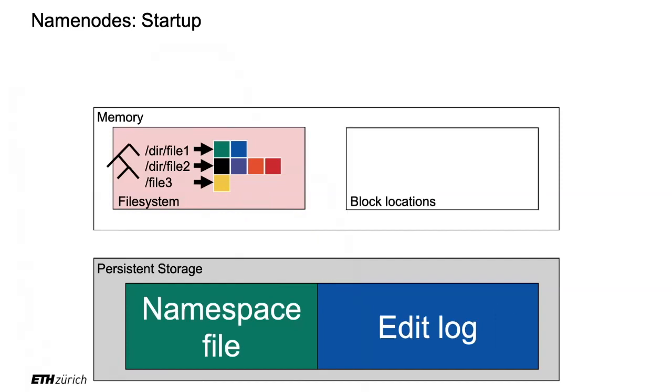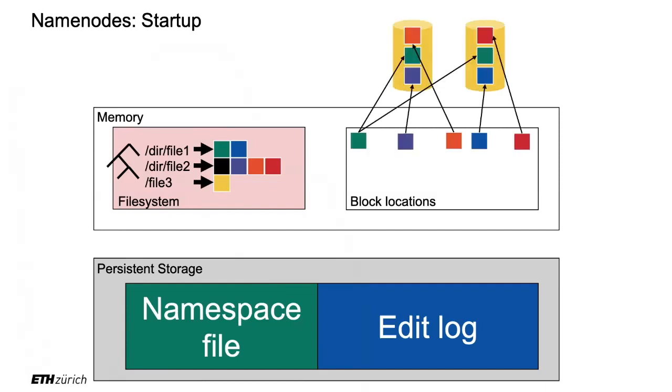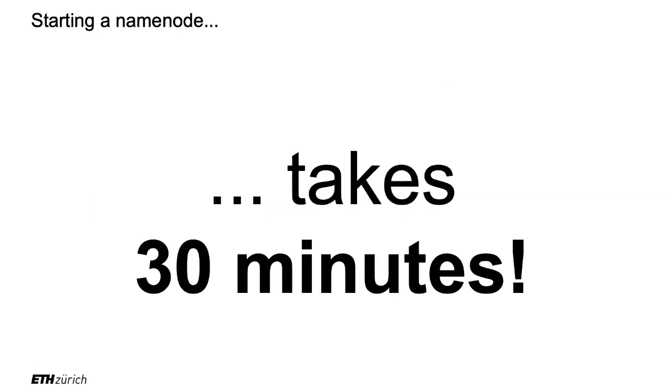The block locations, we didn't save them, but that's fine. We just wait until the data nodes connect to the name node, and they will report their blocks, and then we have the locations, right? That's it. How much time does it take? Easily half an hour. So basically you have a downtime of 30 minutes every time the name node crashes.